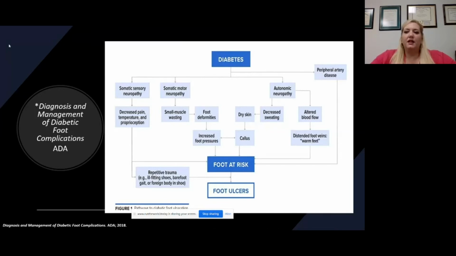We also have to discuss autonomic neuropathy. So patients with diabetes can develop autonomic neuropathy. This can lead to decreased sweating, and dry skin and callus formation. You remember that patient I showed you at the start of the talk with all that dry skin? That's because she had also developed autonomic neuropathy. And what will happen is the skin will be more friable, more sensitive, and then more fraught for breakdown and ulcer development as well.